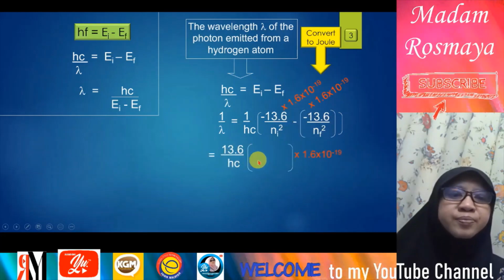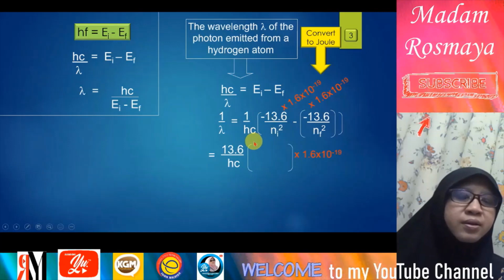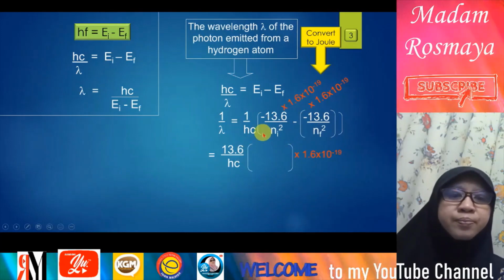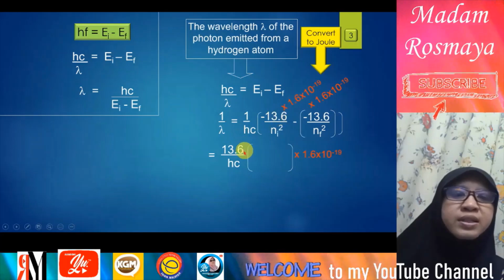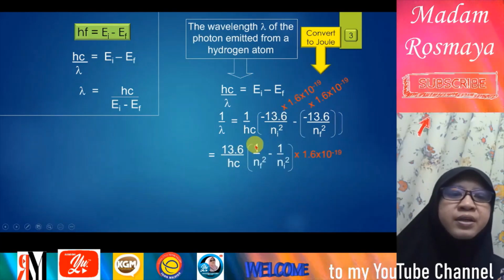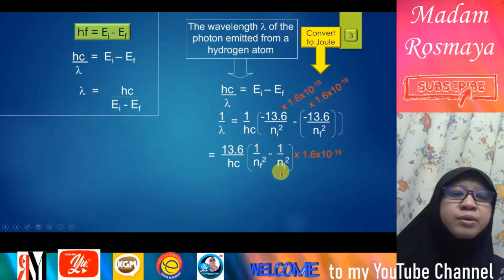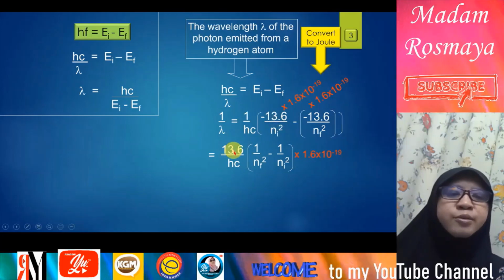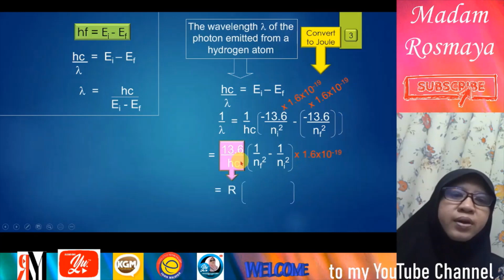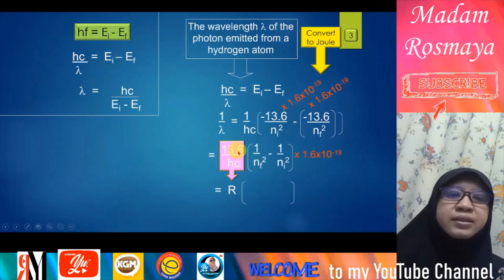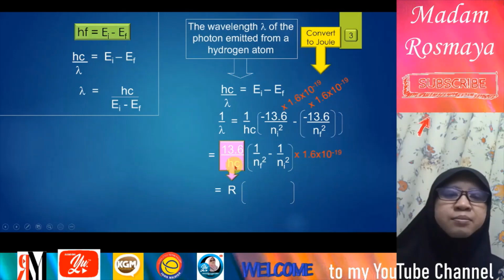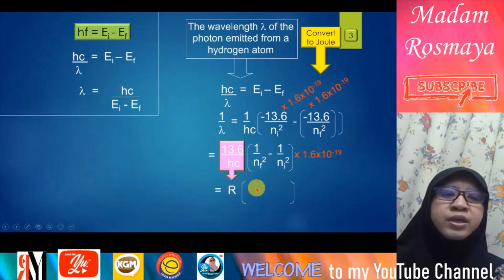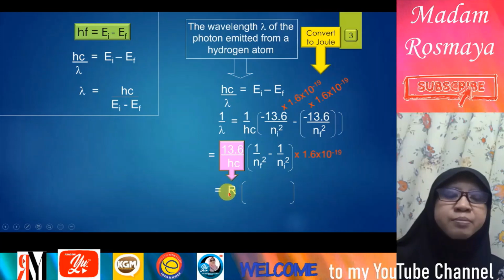Next, we factor out the 13.6, leaving in bracket 1 per Nf squared minus 1 per Ni squared, because the negative here becomes plus. So we bring this to the front, plus, then minus 1 per Ni squared. Then this 13.6 divided by the Planck constant times the speed of light, c, will give you a constant called R, the Rydberg constant.